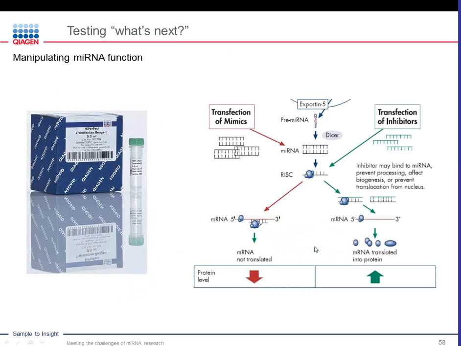Other things of data interpretation involve manipulation of microRNA function. And actually, we have a webinar next week regarding manipulating microRNA function through mimics and inhibitors. Mimics mock endogenous microRNA activity and act just like a natural microRNA. And microRNA inhibitors block microRNA activity and prevent a microRNA from interacting with and downregulating its intended mRNA target.